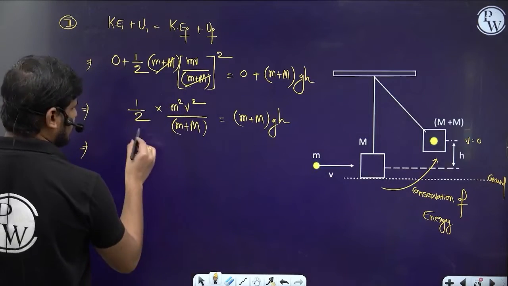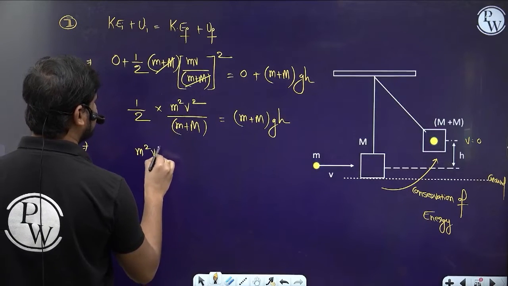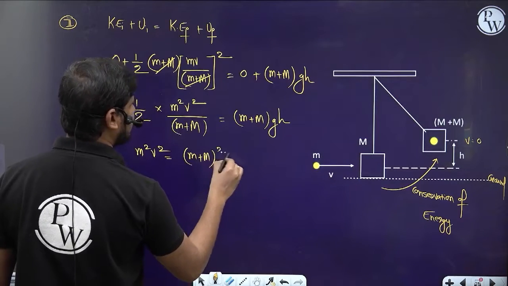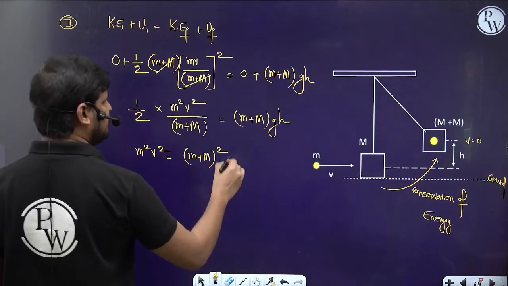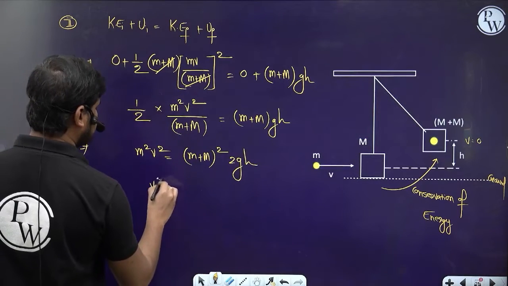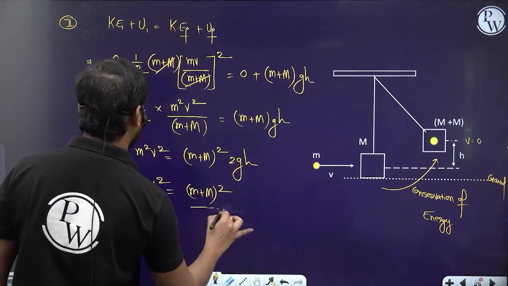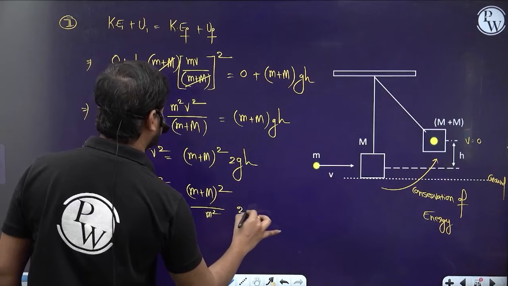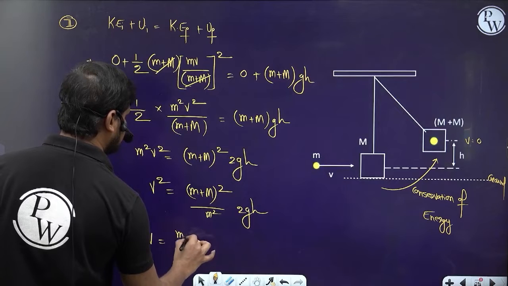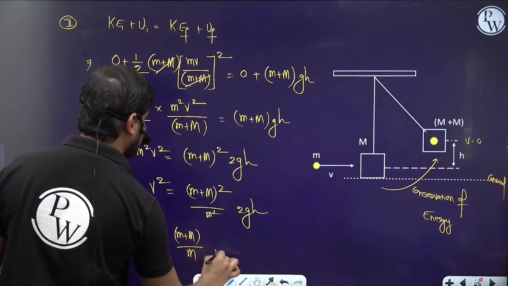Now I can write here, send this 2 and (M plus m) to that side, so we can write m square v square is equal to (M plus m) into (M plus m), which is (M plus m) whole square, and 2 also if you send it to that side, 2gh. We need v, right? So v square is equal to (M plus m) whole square by m square into 2gh. So from here v is equal to (M plus m) by m into root 2gh.